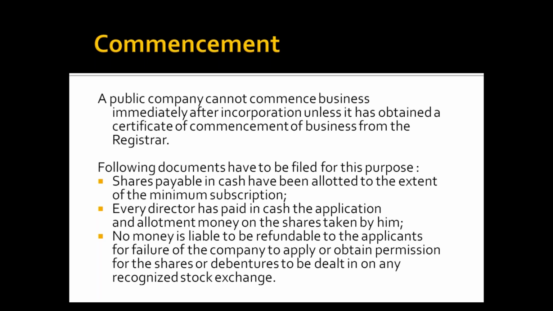These are: shares payable in cash have been allotted to the extent of the minimum subscription. That means this document needs to be submitted stating that all the shares that were payable in cash have been allotted to the extent of the minimum subscription, that is 90% of the capital issue, and another document which would state that every director has paid in cash the application and allotment money on the shares taken by him.